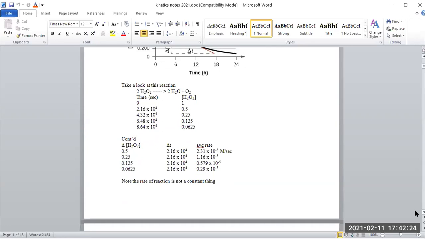If I look at the change, the changes actually mirror the same data that I had above. I just didn't include the 1 because the 1 started out at 1. Also note, I have 4 lines of data instead of 5 because I didn't include the very first line. That was my starting point. So I've got my data there of change: 0.5, 0.25, 0.125, 0.0625. I have the same time unit, my wonky 2.16 times 10 to the fourth seconds.